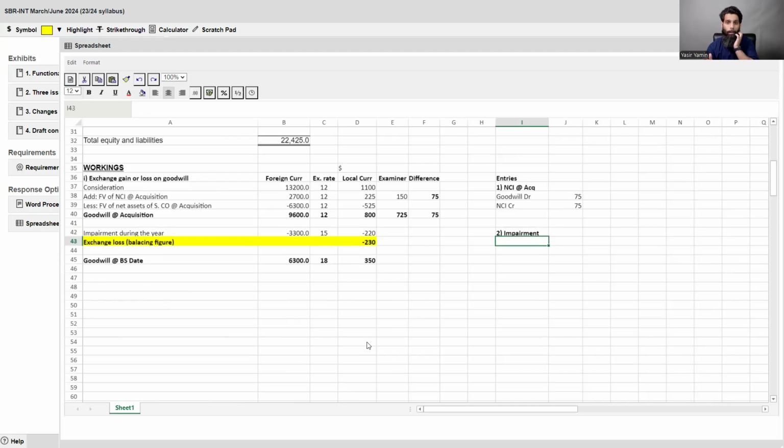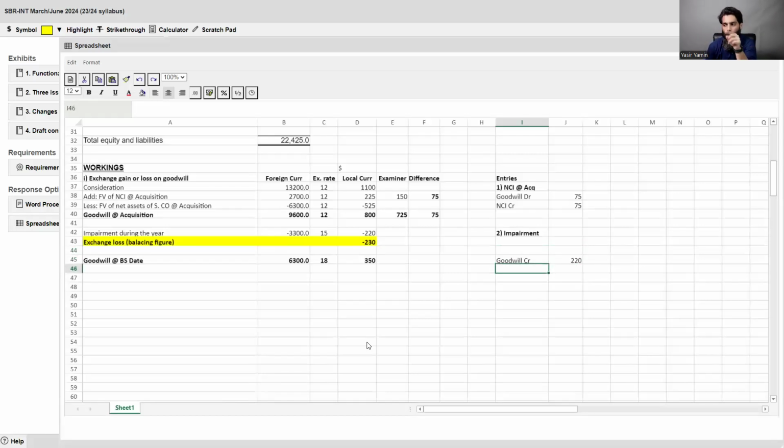What should be the accounting entry? What happens when you do impairment? Just start with the easy part of the accounting entry. What happens when you do impairment of goodwill? Goodwill decreases. So at least the first part is goodwill credit. Goodwill credit 220. Yeah, makes sense. And what do you debit?